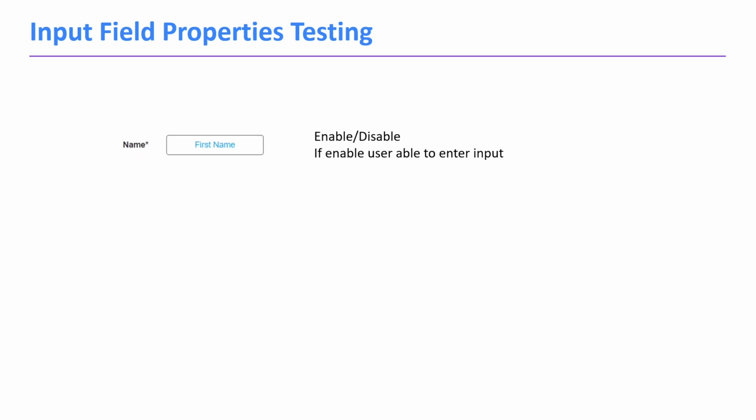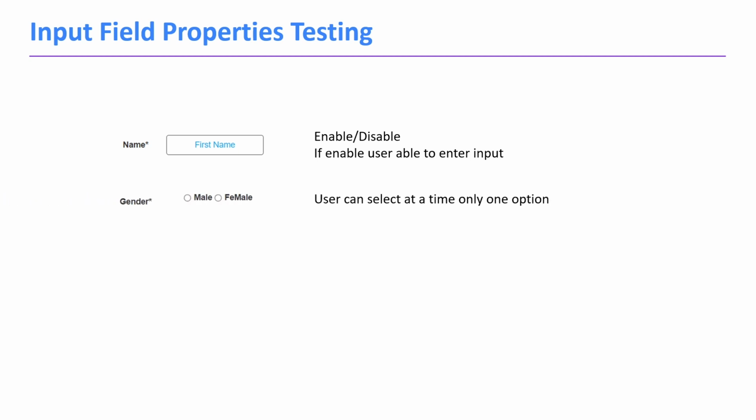First we have the input box. The property of an input box is, if the input box is enabled, then the user should be able to enter values into it. If the input field is disabled, then the user should not be able to enter anything or any value into it.